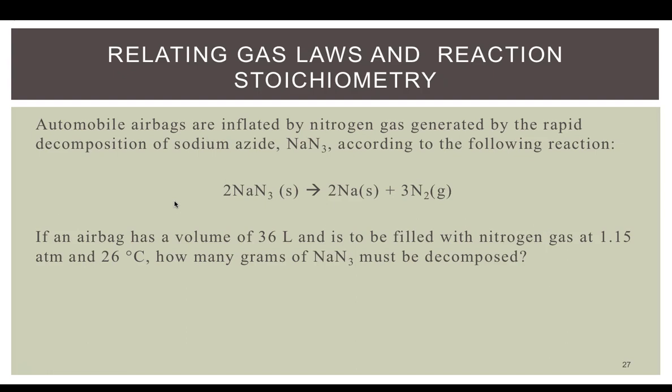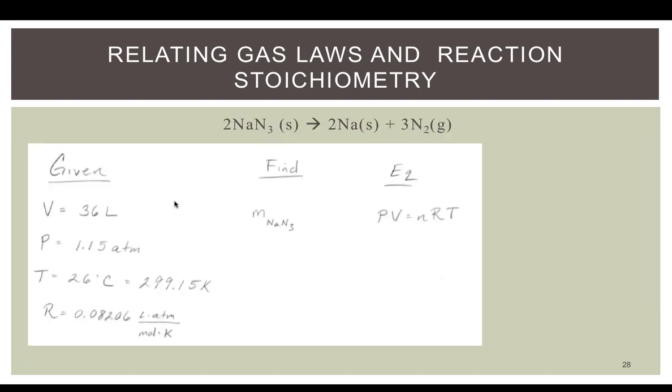All right, so let's attack this. We were given the information in the word problem, so we break it down. The volume of the airbag is 36 liters. The pressure of the airbag was 1.15 atmospheres. The temperature is 26 degrees Celsius, which we immediately converted because it's a gas law. Let's convert it to K: 299.15 K. Our R, which is our universal gas constant.